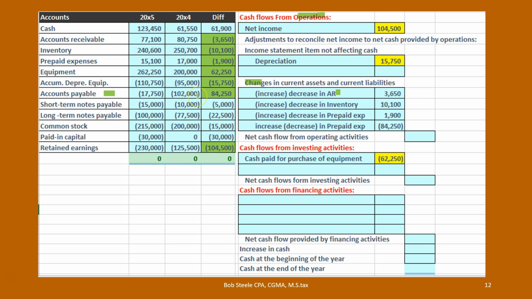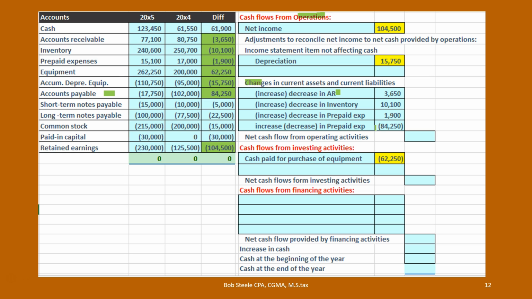Well, first of all, the rule is it's a positive number here, we're going to flip the sign, and we made it a negative here. That's the rule for the worksheet. Second of all, we know that it went from 2000x4 102 down to 17,750, and if it decreases, we're doing the opposite of all the assets. It's going to decrease the cash flow from operating here. Therefore, it's going to be a negative.